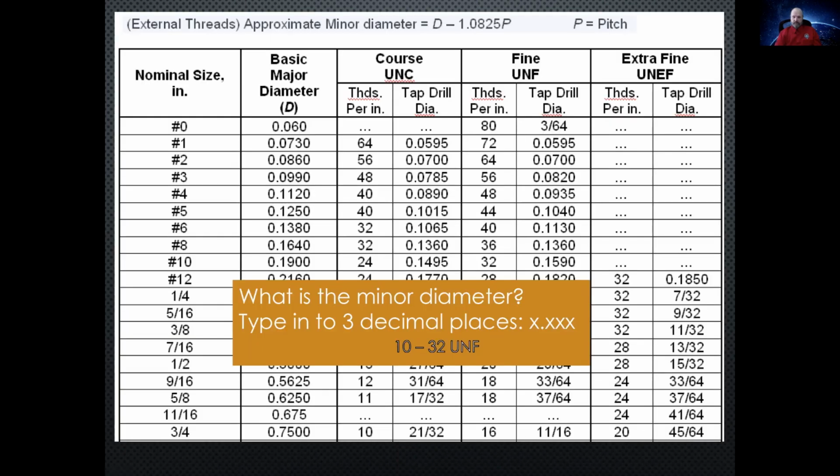Okay, so let's go back to this, 0.156. That's a little different than the tap drill diameter. In fact, the tap drill diameter is a little bit bigger than that.